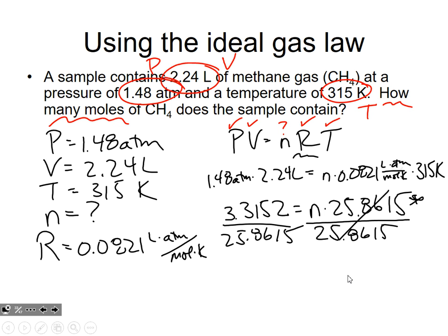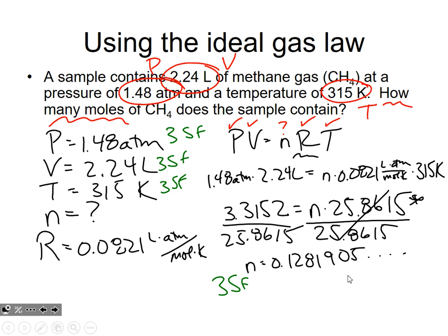That'll go away, and then I do the stuff on the left, and I get N is equal to 0.12811905, and it sort of keeps going. And how many significant figures should my answer have? Well, looking up the problem, there are 3 sig figs in the pressure, 3 sig figs in the volume, 3 sig figs in the temperature, which means I'm definitely going to have 3 sig figs in my answer.